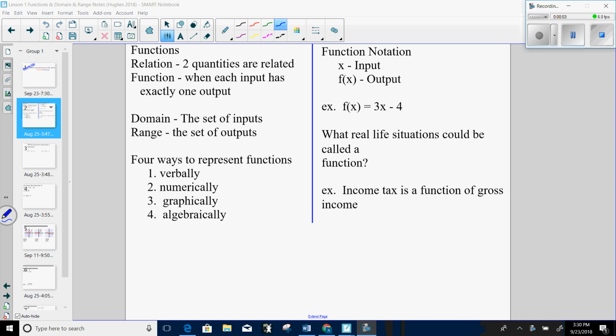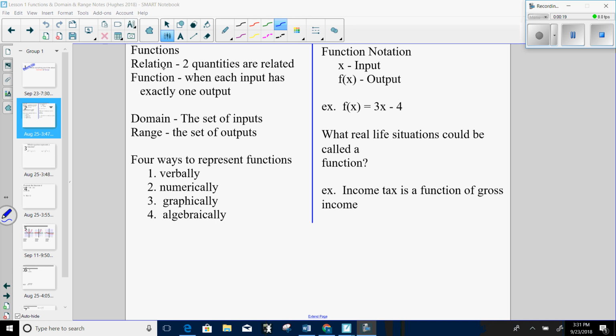Today's lesson, we're going to talk about functions and mainly domain of a function. We'll talk about range of a function from a graph, but most of the time what we're going to be talking about is how to find the domain given a function in equation form. So first off, what is a function?